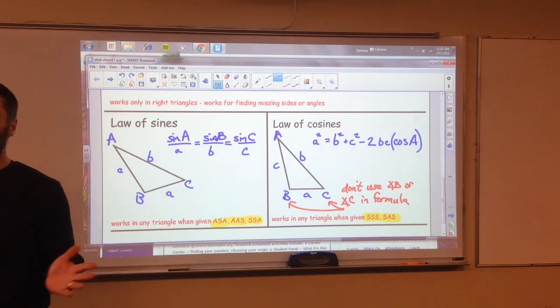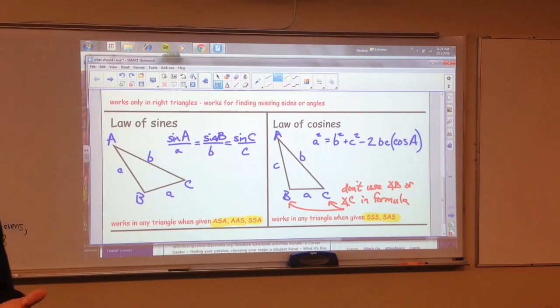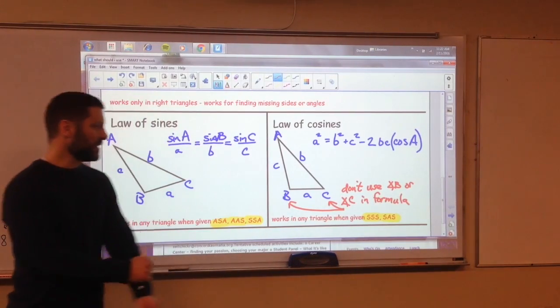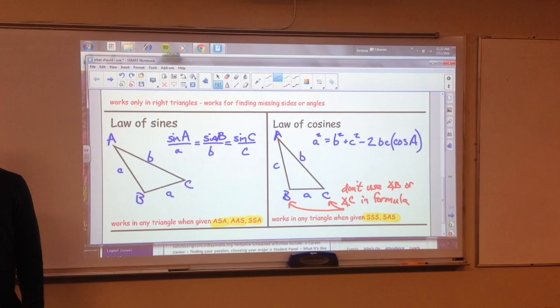Now that's everything in your tool belt up to this point. That's everything triangle-wise in geometry that we talk about to be able to solve these story problems, these application problems, for doing any triangle anytime.